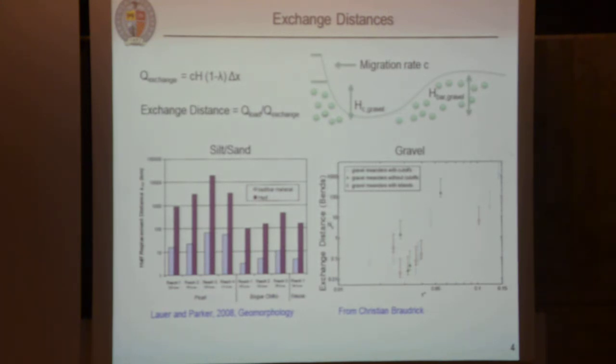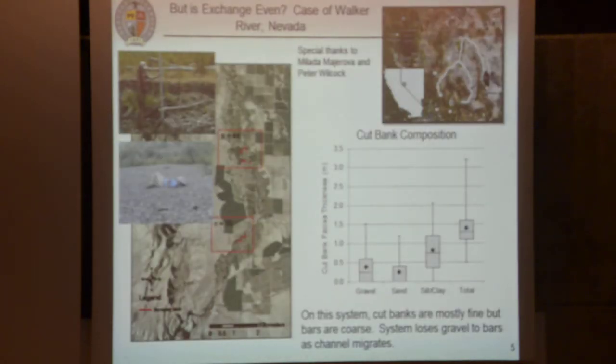I think as you get coarser, the sediment particles probably tend to move shorter distances. Okay, that assumed an even exchange. But what if it's not? Okay, so there are several ways that this exchange may not be even. The first is illustrated here.